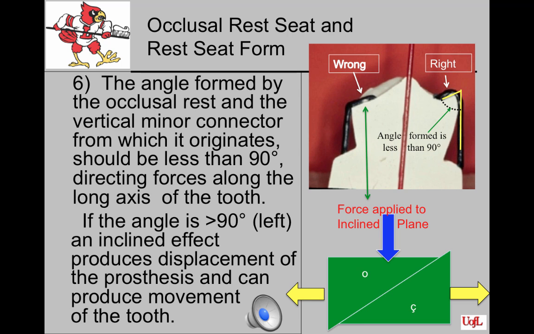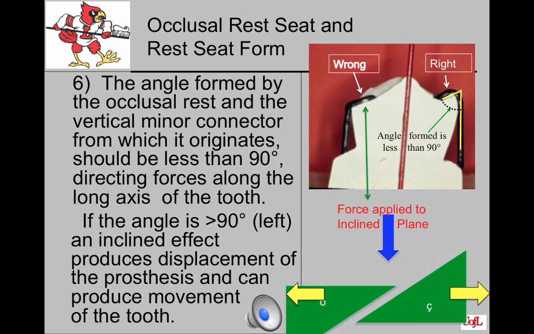The angle formed by the occlusal rest and the vertical minor connector from which it originates should be less than 90 degrees, directing forces along the long axis of the tooth. If the angle is greater than 90 degrees, as shown on the left, an inclined effect produces displacement of the prosthesis and can produce movement of the tooth.